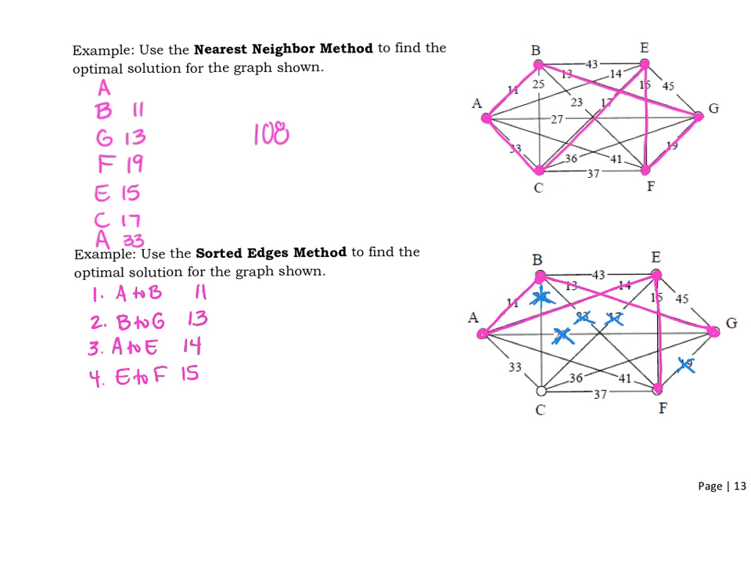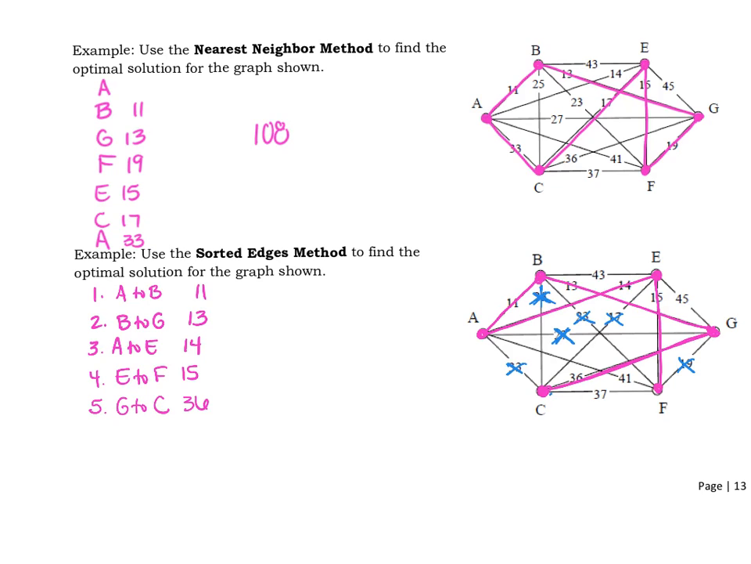My next cheapest is the 33 from A to C. But notice if I go from A to C, A would have degree 3. I can't do that. Now I'm at 36 as my next cheapest. That works. G to C at 36 is my next best deal. That does not create a degree 3, and it gets me to a vertex I haven't visited yet.